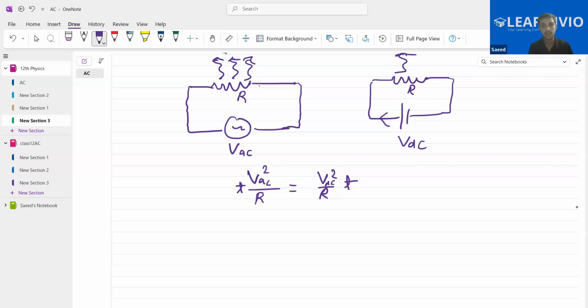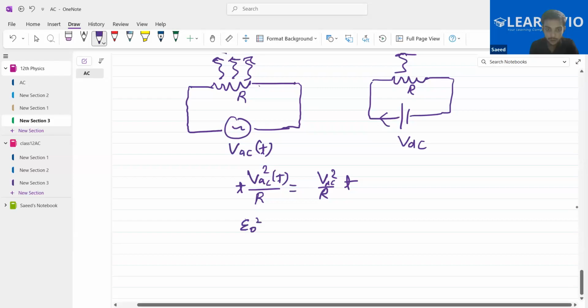This VDC will be constant. Yes or no? But this V of AC is in terms of time T. Yes or no? So we should replace it with its original equation. I should replace it with E naught square sine square omega naught T plus phi, whole divided by R, into T. Yes or no?